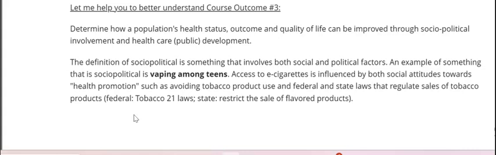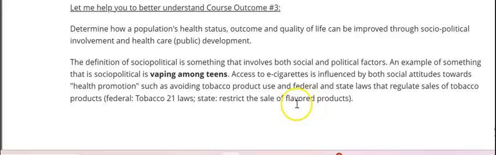It's called the Tobacco 21 law, that no one under 21 can purchase tobacco, whether it's vaping products, cigarettes, e-cigarettes, it doesn't matter. Chewing tobacco, we have a federal, countrywide law. Then we have state laws, and you know how state laws can differ radically. And in some states, they restrict the sale of flavored products.